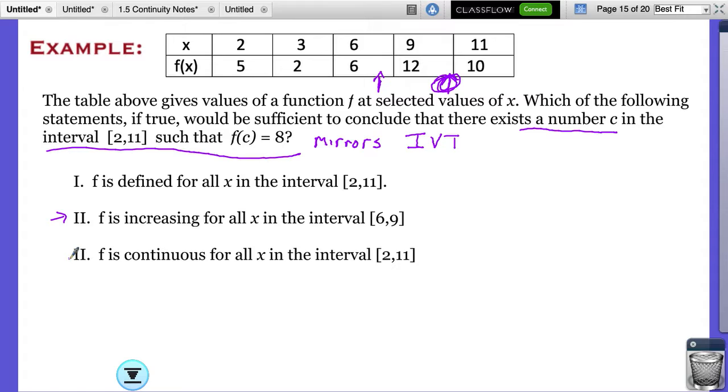All right, does it have to be increasing for that to work? Or can I have an increasing function from 6 to 9 where it's always increasing, but it does not get 8? It turns out we can. It's a little weird. But if I were at, say, here's 6, here's 9, and I'm here at a y value of 6, and at 9 I'm up at 12.